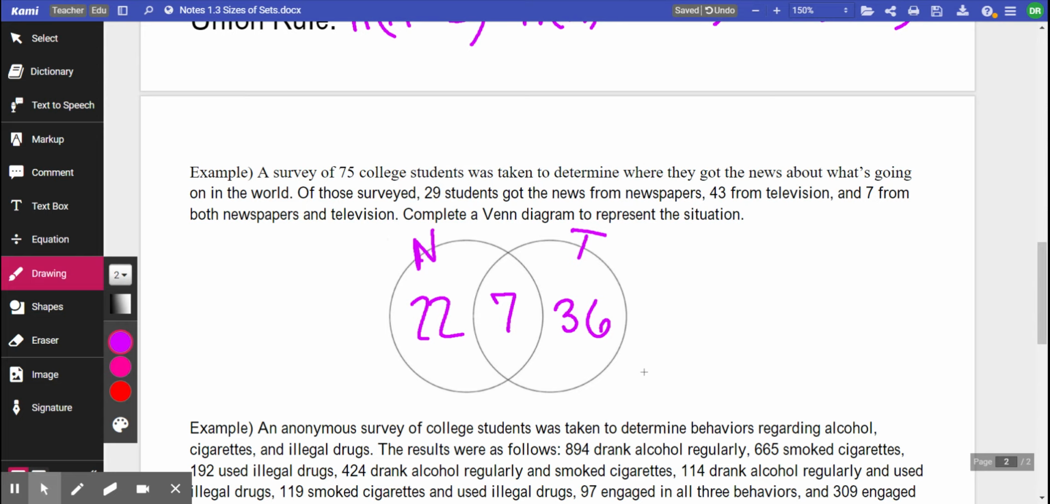All right, so we need to take into account that 75 total students were surveyed. How many have we accounted for so far? So if we take 22 plus 36, that's up to 58, plus 7 more, that's up to 65, but we had 75 students, which means that 10 students didn't get their news from either newspapers or from television.